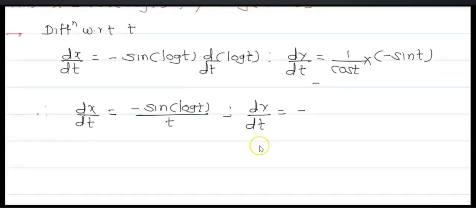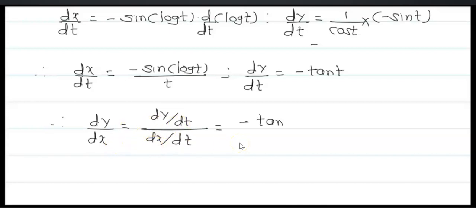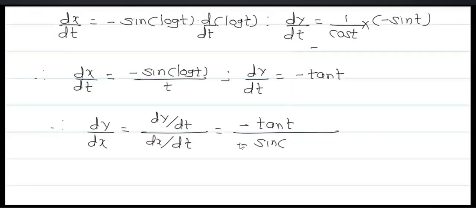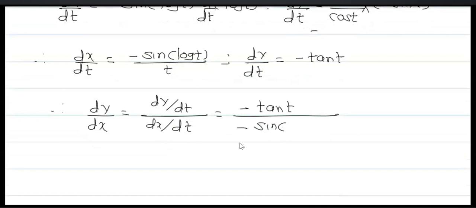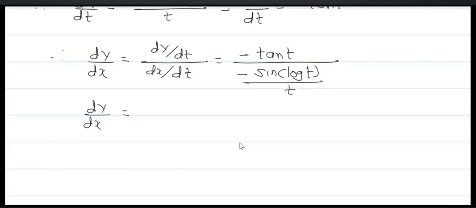dy by dt here is sin t upon cos t, that is tan t, so minus tan t. Therefore, dy by dx is equal to dy by dt upon dx upon dt. That is minus tan t upon minus sine of log t upon t. Therefore, dy by dx is equal to t tan t upon sine of log t.